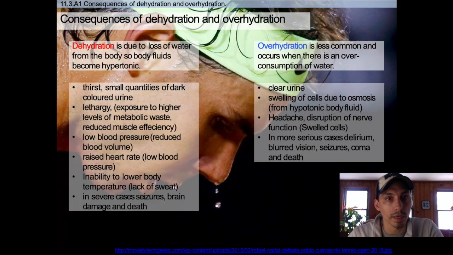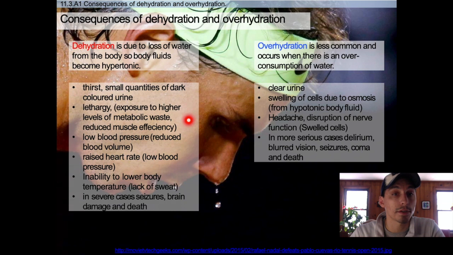What are the applications of this? We always have to talk about applications. So consequences of dehydration. We all know that dehydration is a risk, but also overhydration is a risk as well. So dehydration, as we all know, is when the body does not have enough water. So some results of that are thirst, obviously, smaller quantities of darker urine.